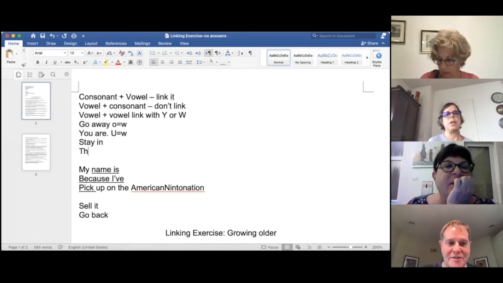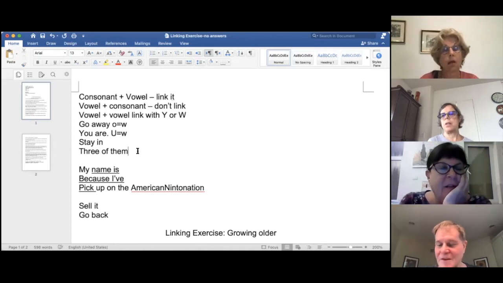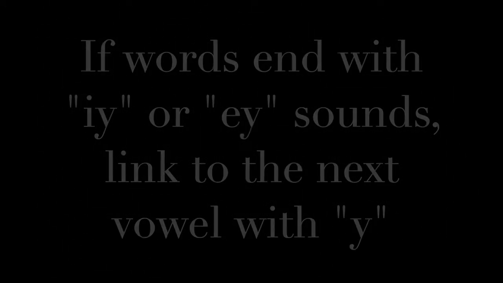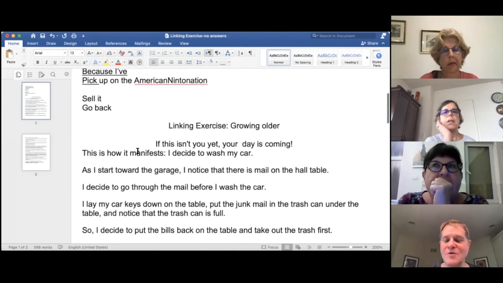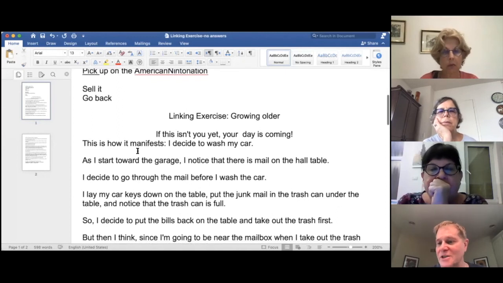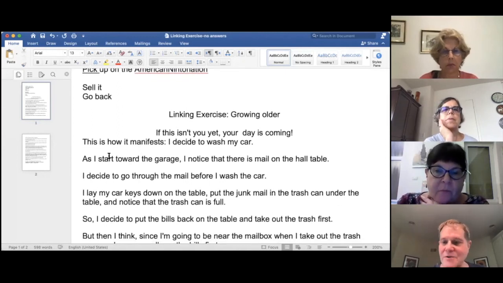If I have "three of them," I'm going to link with a ya, "three of them." So this is a lot of info here, but the way you work with students on this part is to give them a text, a dialogue, or anything, and see what they would link.